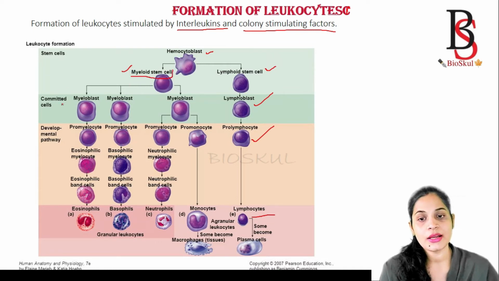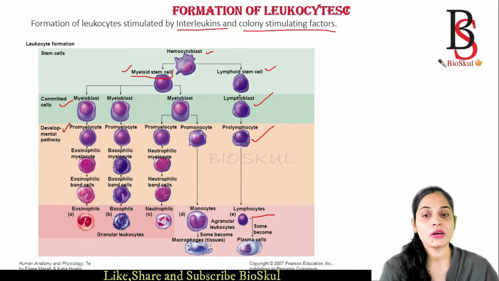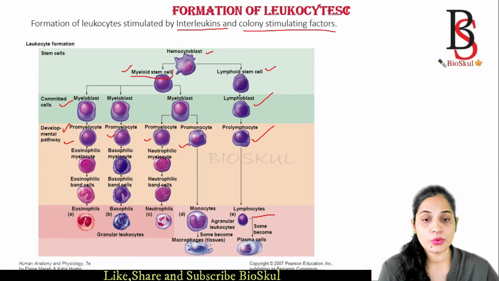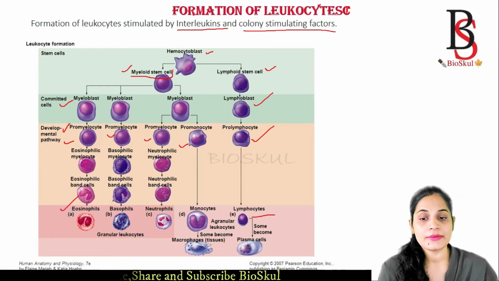Okay, and the myeloid stem cells. Myeloid stem cell differentiates into myeloblast. Then myeloblast, in the developmental pathway, becomes the promyelocytes. Then the promyelocyte differentiates into eosinophilic myelocyte, or the basophilic myelocyte, or the neutrophilic myelocytes, or the promonocytes.